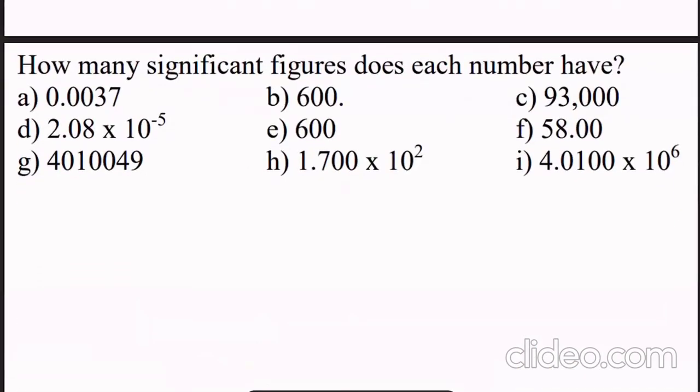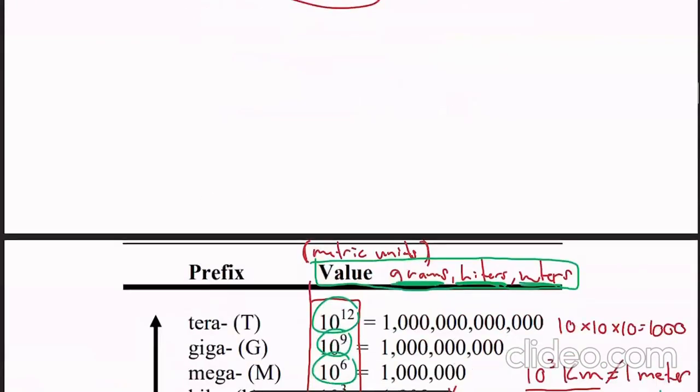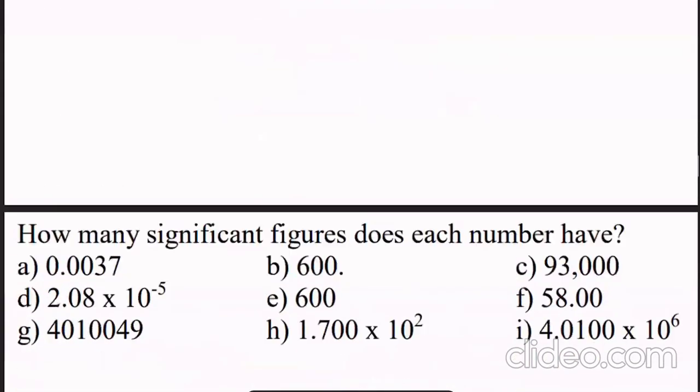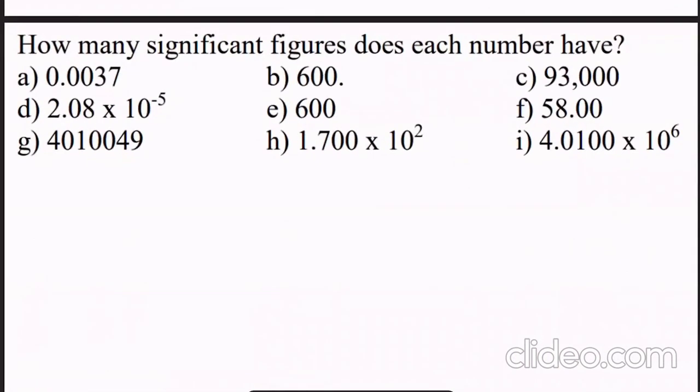Right? So how many significant figures does each value have? Let's look at A. Do I include the leading zero? Oh, I have zeros there. These leading zeros, I don't have to count them. We just have 2. B, I see the decimal point. I have to include both of them, 3 significant figures. I don't see the decimal point anywhere. I don't have to include those zeros, 2 significant figures.